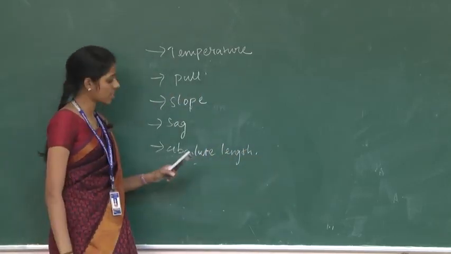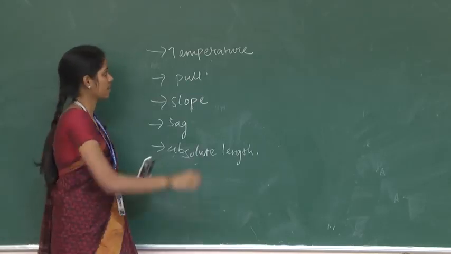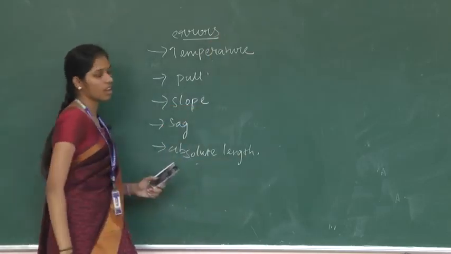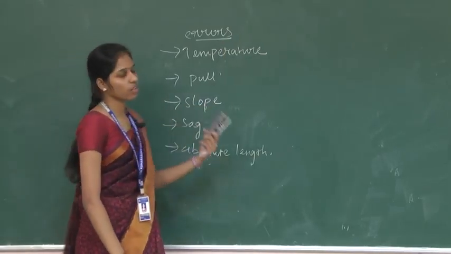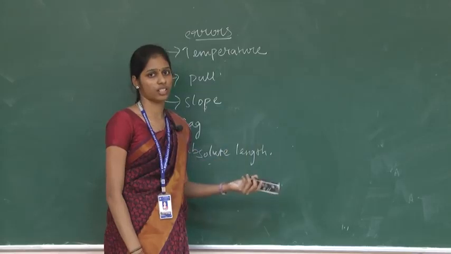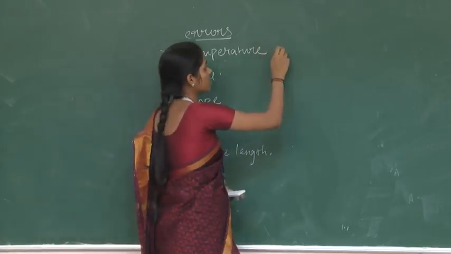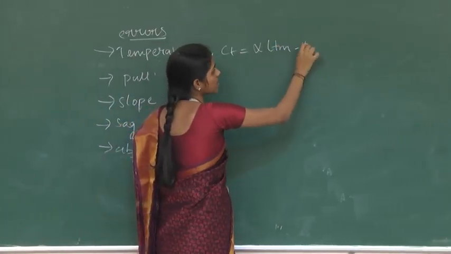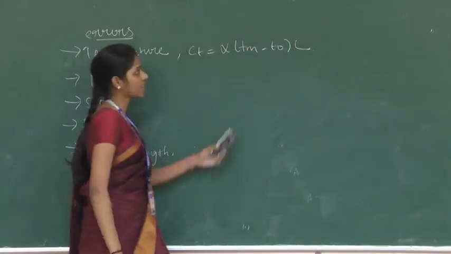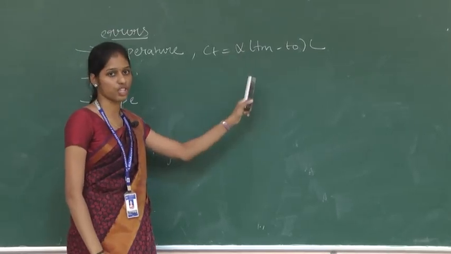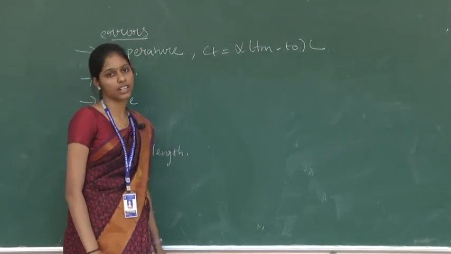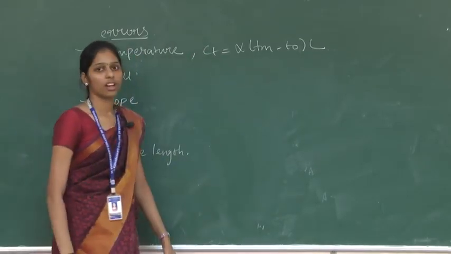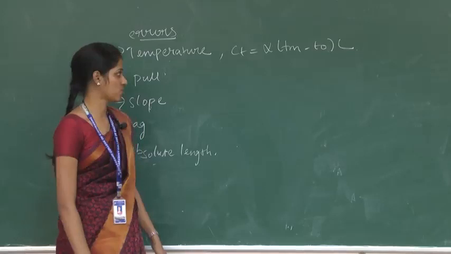These are the errors that occur in chaining, the error in the length of the chain. Then we can know what the correction factors for chaining are. For example, if we take the temperature, the correction factor is alpha into Tm minus T0 into L. Here Tm is the temperature at the time of measurement, T0 is the standard temperature, L is the original length of the chain, and alpha stands for the coefficient of linear expansion.